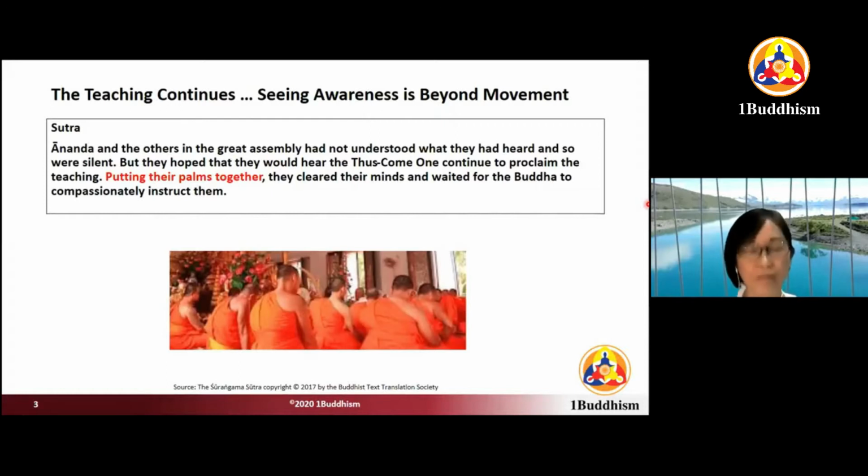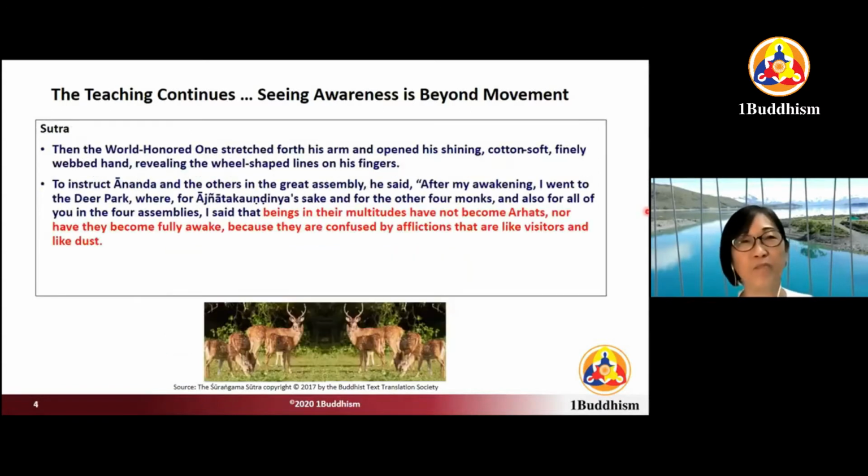And that is what also prompted me to take up the position of a tutor, so that I can reread and contemplate on the sutra. So thanks to Venerable Hongbok, I can say that now I know the Surangama a little bit more. The same goes for Venerable Ananda and the rest in the assembly. Because they did not quite understand, they were curious and wanted to wait for the Buddha's further explanations. Putting their palms together means that they were single-minded, determined, and focused to hear what the Buddha has to say. So let's hear what the Buddha says.